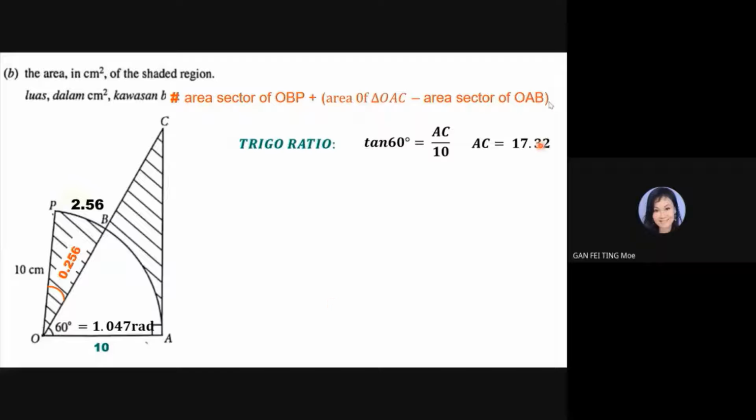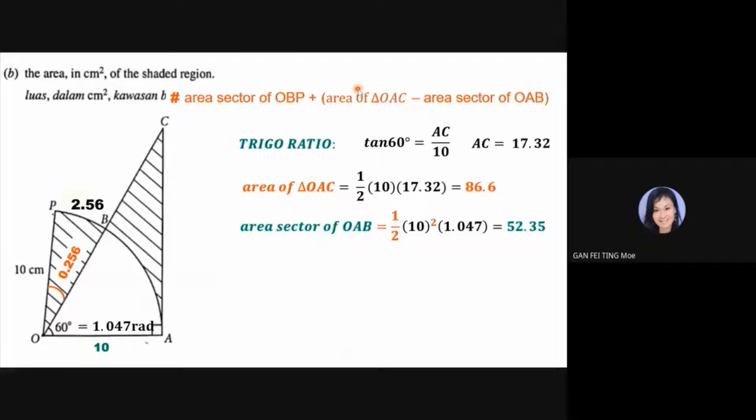So once you get this, this is the height, this is the base. Now you have no problem getting the area of this triangle OAC. Let's continue with the area of OAC. Half times base, 10 centimeter, height is 17.32. Press the calculator to get the answer as 86.6. Done.